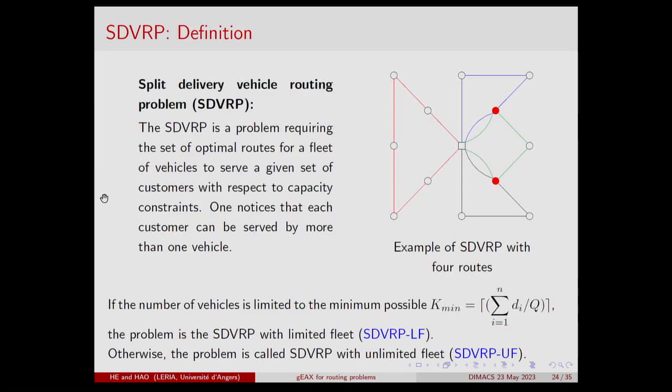For the split delivery vehicle routing problem, the definition of this problem is the same as the CVRP, except one constraint: customers can be served by more than one vehicle. Look at this example. Two red customers are served by two vehicles. Furthermore, if the number of vehicles is limited to the minimum possible k minimum, we call this problem SDVRP with limited fleet. Otherwise, it is SDVRP with unlimited fleet.